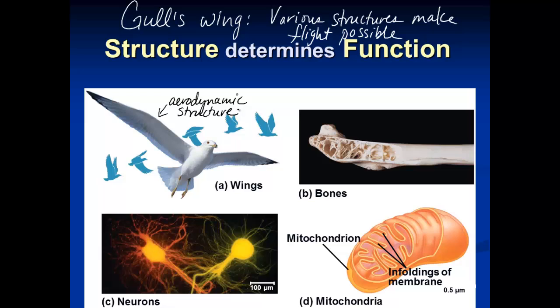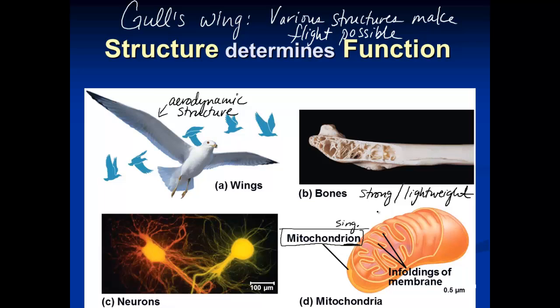As we move to the right, figure B is showing you some bones that you would find inside that wing. The bones are very strong, yet very lightweight. Again, facilitating the function of flight. Going to C on the bottom left, you're looking at a type of cell called a neuron. Actually, two of them, two neurons. These are cells that have long extensions called dendrites that facilitate rapid communication, and that's important when controlling the flight muscles.